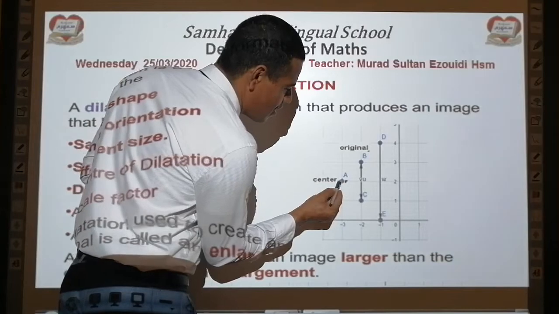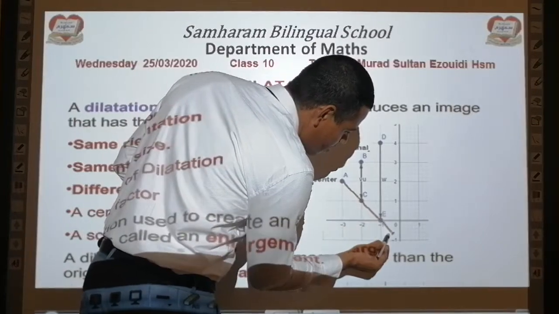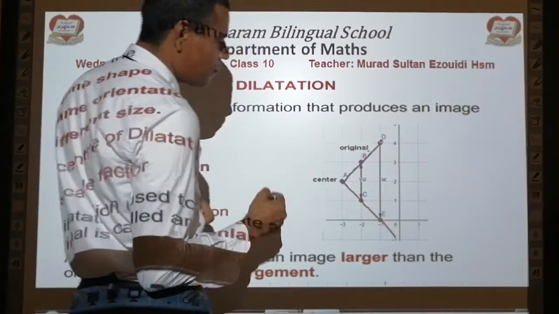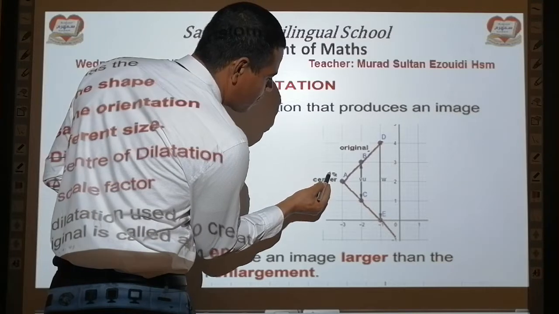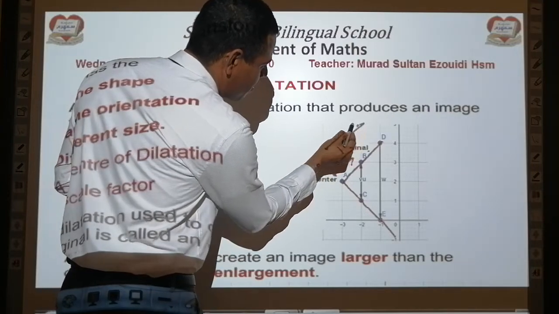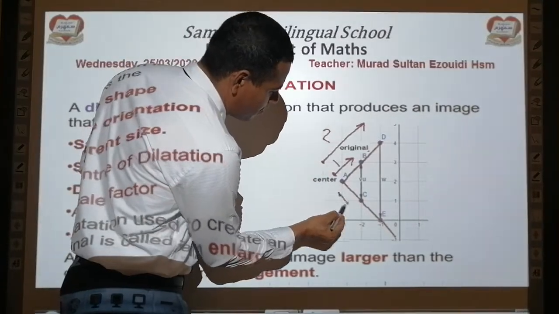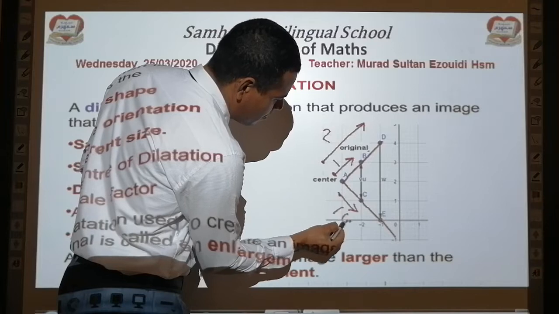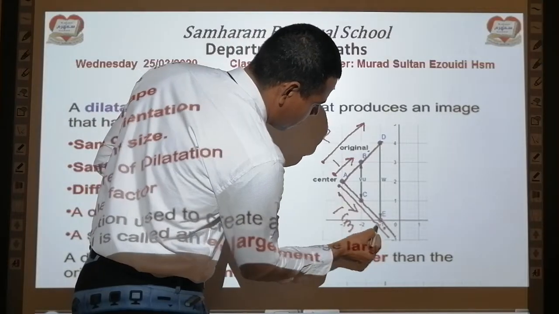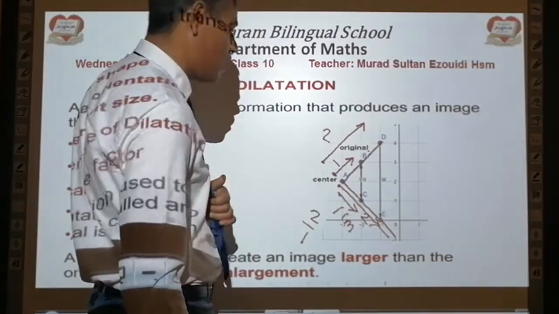First of all, I will extend this line. I will join the center to the point C and to point A. For example, from the center, this is 1 centimeter, and from here to the last one is 2 centimeters. So 2 divided by 1 gives 2. This is the first method.